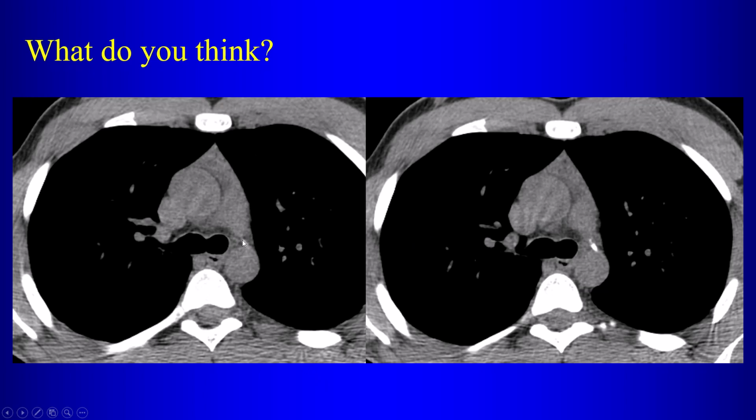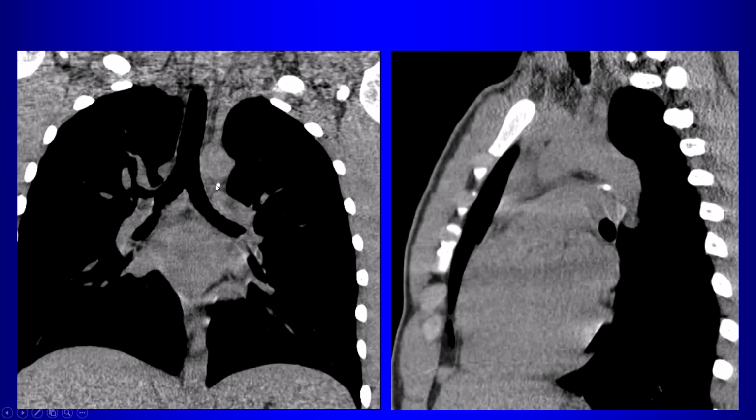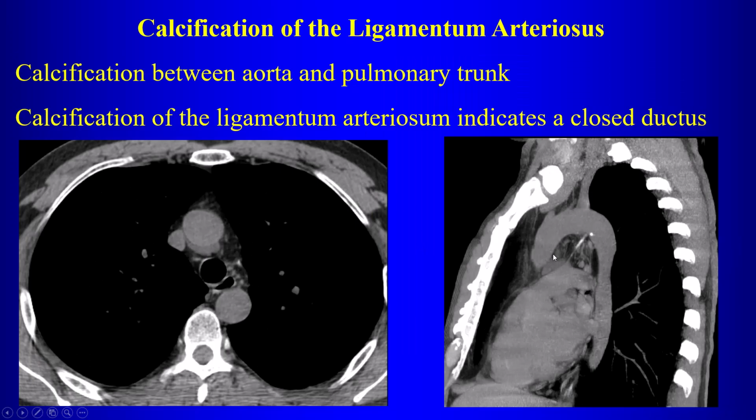So what is this linear calcification here in this example? Well, this represents calcification of the ligamentum arteriosum. So this is this linear or fleck of calcification here between the descending thoracic aorta and the left pulmonary artery. So the ductus arteriosus closes, becomes the ligamentum arteriosum, and it is very common to see calcification of the ligamentum arteriosum in adult patients.